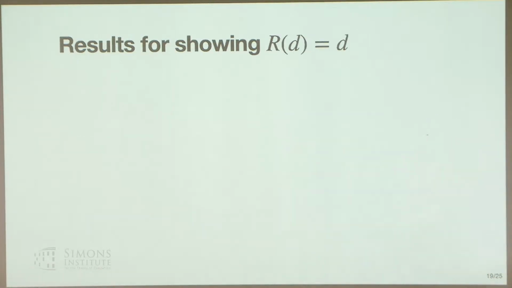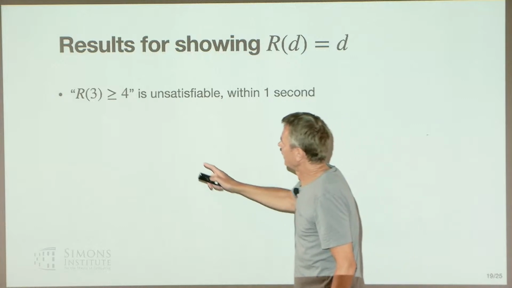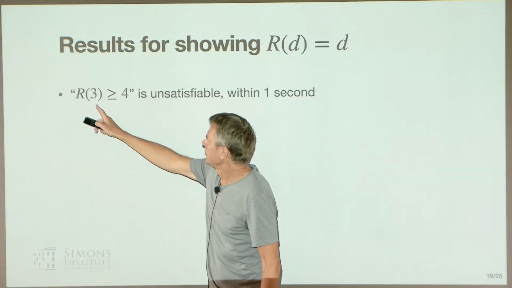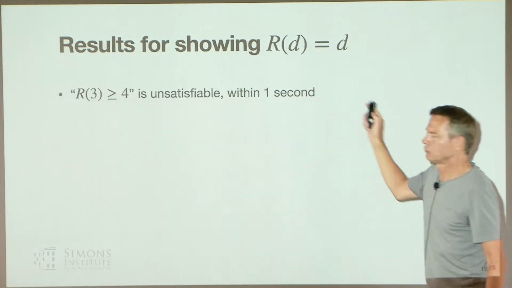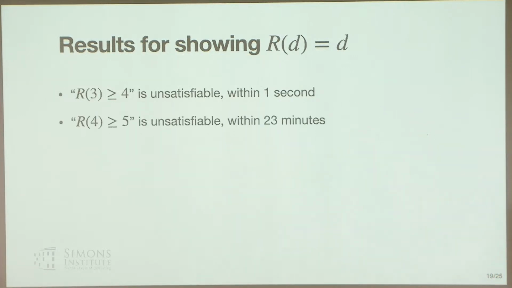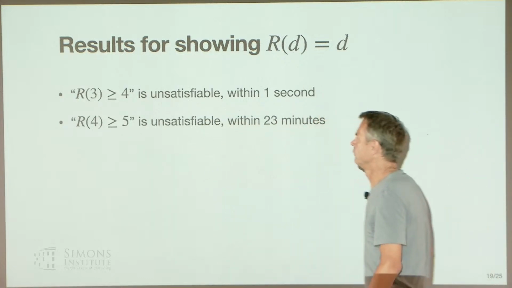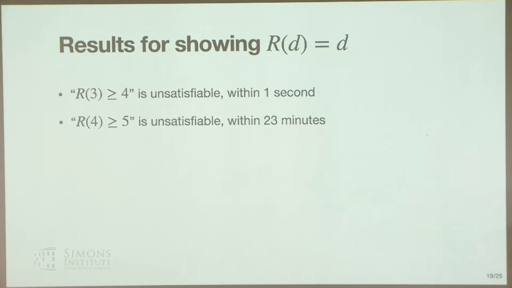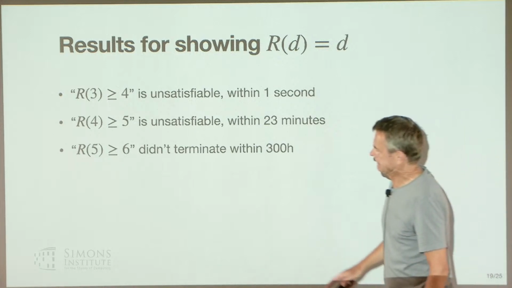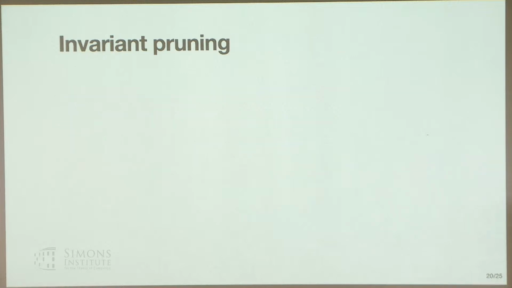And now time is running out, so I have to speed up a bit. Now the results. For verifying that the rainbow cycle number of 3 equals 3, we need to show that this is unsatisfiable, and we can do this within a second. For the open case that we solved now, that the number of 4 is 4, we can solve it in 23 minutes. And unfortunately, the next iteration times out.